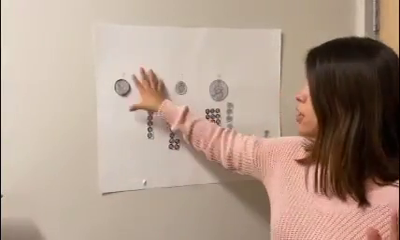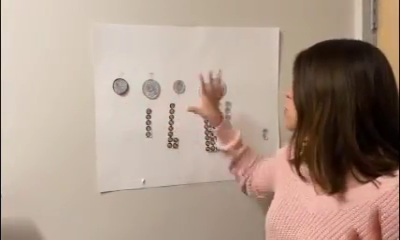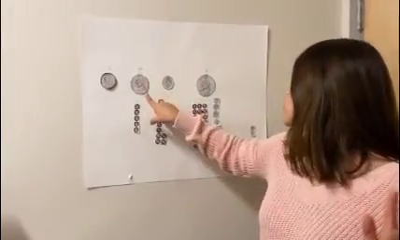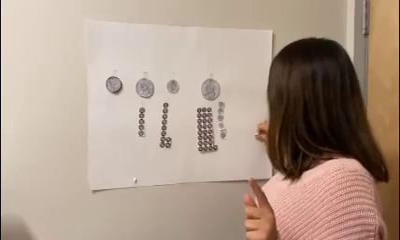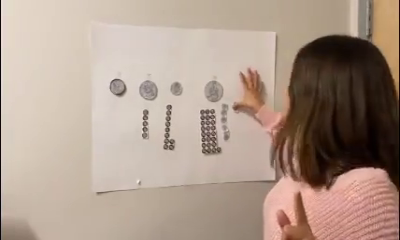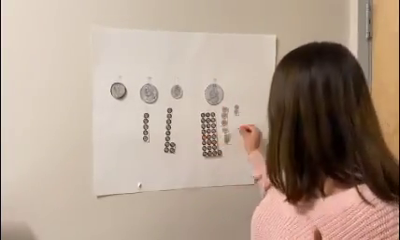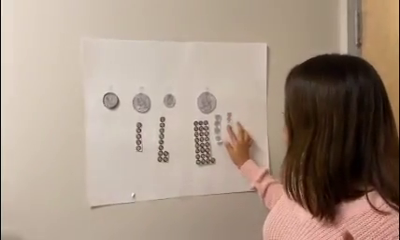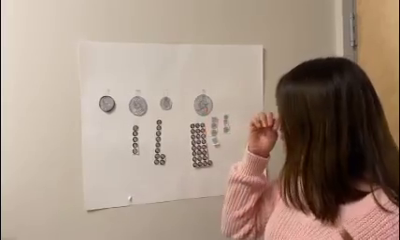So what coin over here can we use to equal that 25 cents? We can use a nickel. So we're gonna place the 2 dimes and let's use one of these nickels to make 25 cents. So now we have 25 cents.